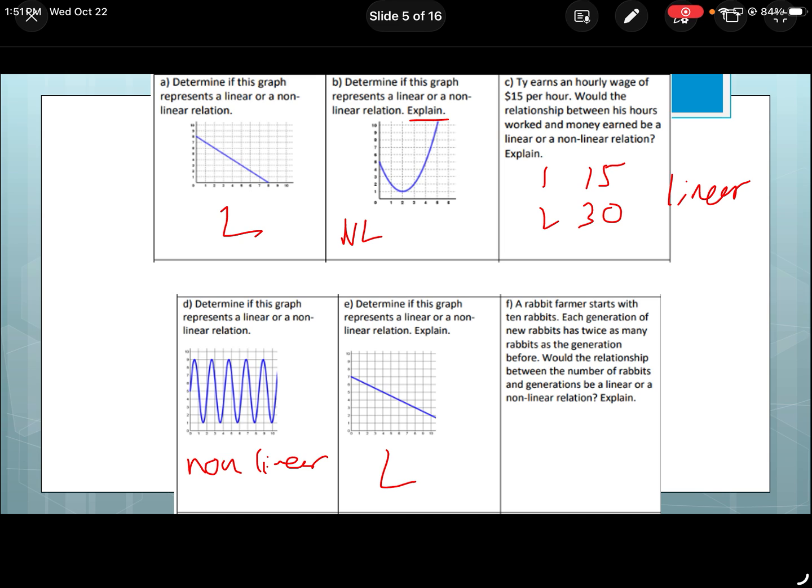It's linear. A rabbit farmer starts with 10 rabbits. Each generation of new rabbits has twice as many. So we have 10 rabbits, like in 0 weeks, we have 10 rabbits. And then each generation, it doubles. So it becomes 20. In the second generation, it becomes 40. In the third generation, it becomes 80. And very quickly, you can see that is not linear because that's doubling, isn't it? Nonlinear. And there are many ways to say this. You could either say it wouldn't be a straight line, or on the right, it's not going up by a constant amount. Whatever you want to say there, who cares?